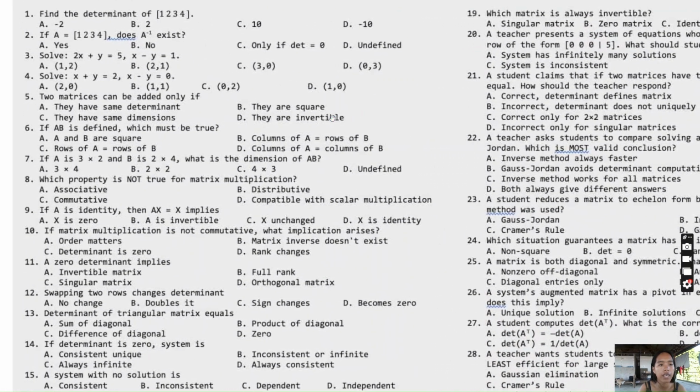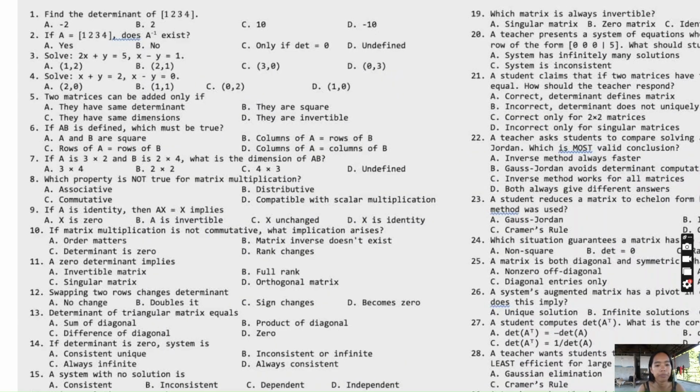So, here is our item number 1. The question is to find the determinant of 1, 2, 3, 4. This means the matrix is 1, 2, 3, 4. The correct answer is letter A, which is -2. So here is the answer. Now let us explain why the answer is -2.